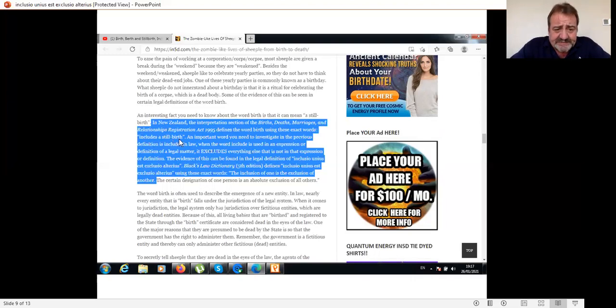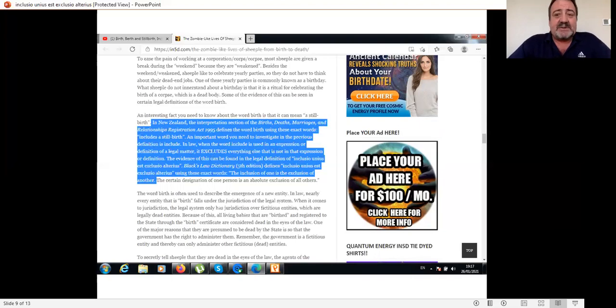An important word you need to investigate in the previous definition is include. And then again, it talks about that, in Latin: inclusio unius est exclusio alterius. Black's Law Dictionary, as I've already shown you, defines inclusio using these exact words: the inclusion of one is the exclusion of another. So if it includes a stillbirth, it must exclude a live birth.